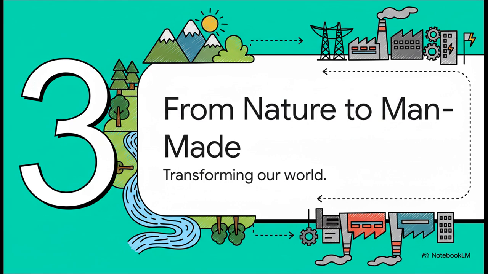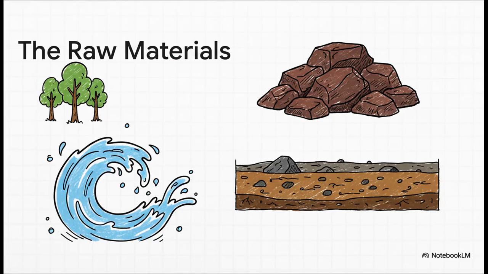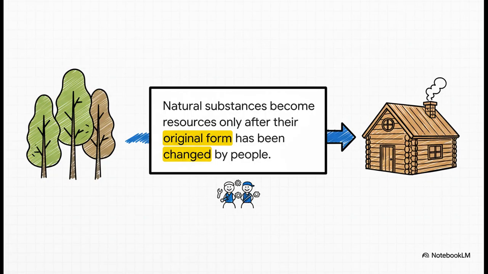Okay, so now that we have a handle on natural resources, things get really interesting. Because what happens when humans take these raw materials and start working with them? Well, that's what brings us to our second big bucket, human-made resources. So let's picture the starting point. We begin with these natural substances. We've got iron ore, we've got soil and rocks, we have water, we have trees. And then people step in. We use our knowledge, our creativity, and our technology to completely transform them.